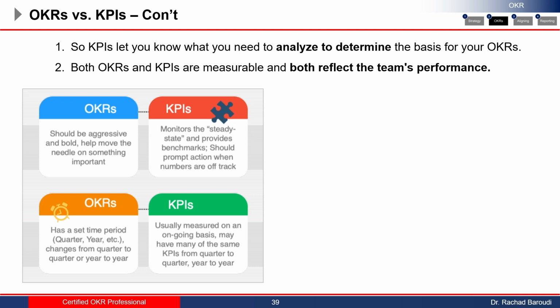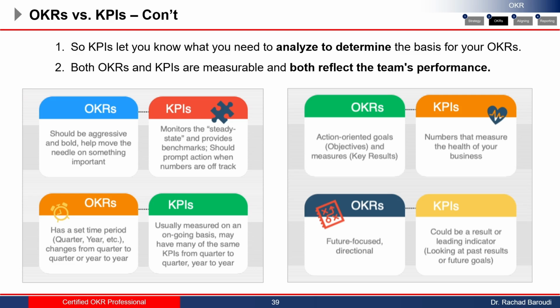OKR also, in the last two boxes, has a set time period, quarterly or yearly. Changes though can happen anytime. So if you don't have any more to do with the current OKR, you can just dump it and put something else and keep moving. Meanwhile, KPIs are usually measured on an ongoing basis and may have many of the same KPIs from quarter to quarter. So usually the majority of the KPIs stay with us for the whole year.